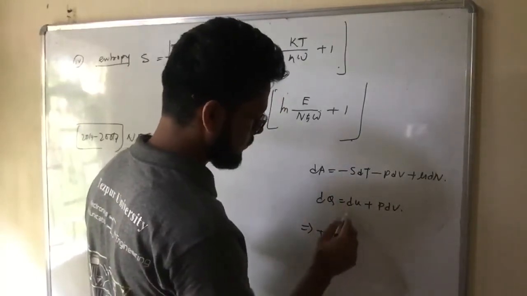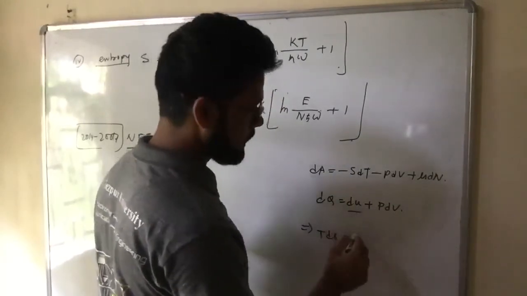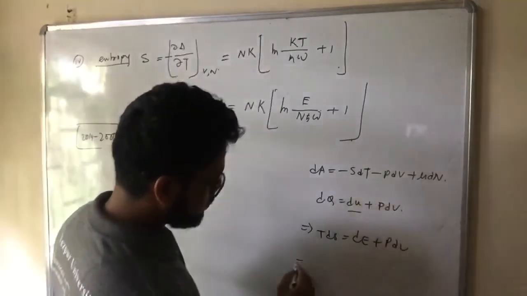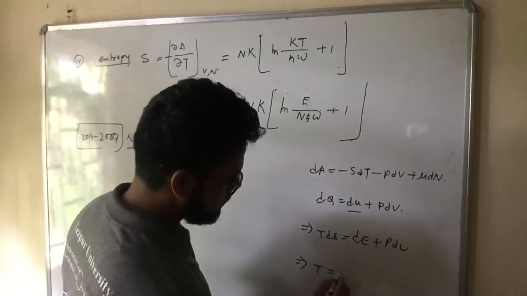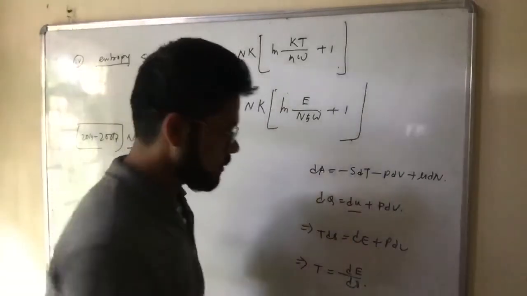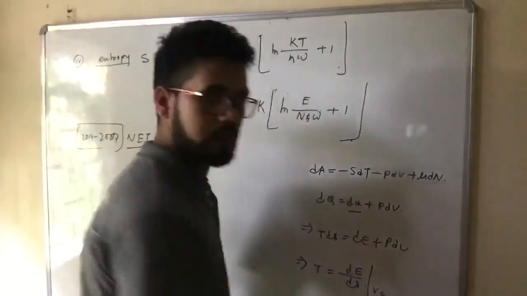dq means TdS. dU means, never confuse, this is the mean energy. dE replaced by dE plus P dV. So T equal to what? T equal to dE by dS, correct? When volume is constant, correct?